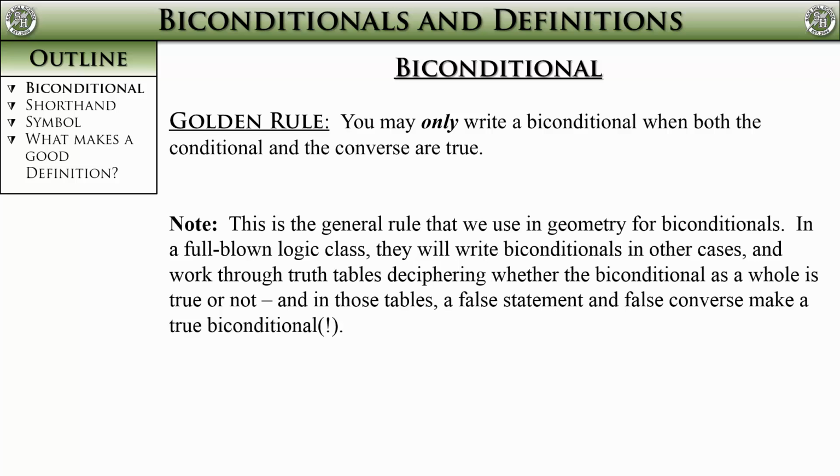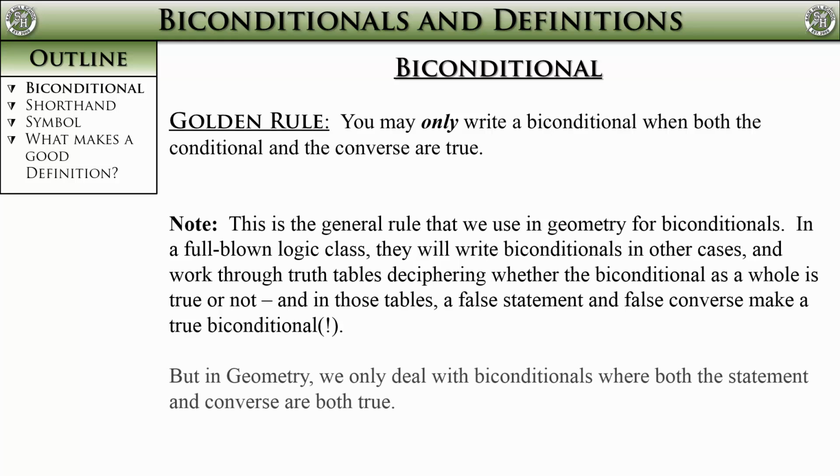And they do a full workup on the truthfulness of the biconditional. In fact, in those situations, a false statement and a false converse make for a true biconditional. However, we aren't going to deal with that. In geometry, we place restrictions on the biconditional, and we will only deal in situations where both the statement and converse are true.